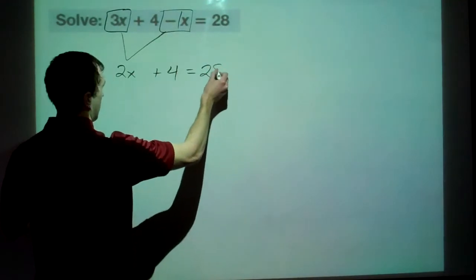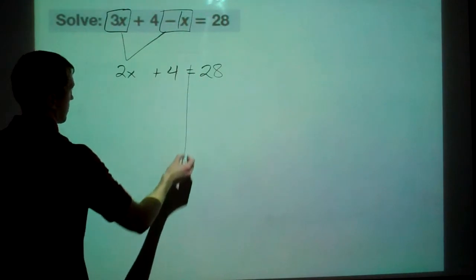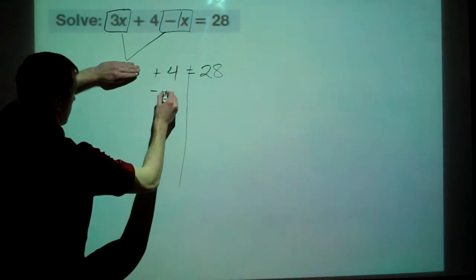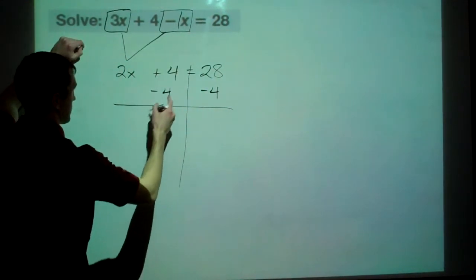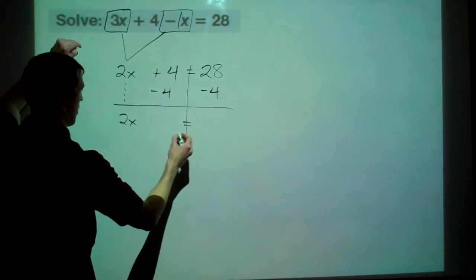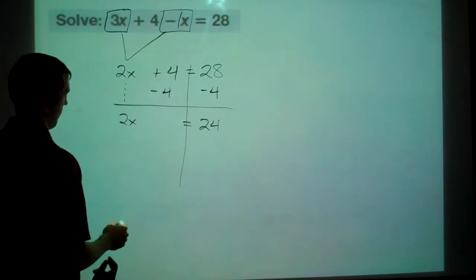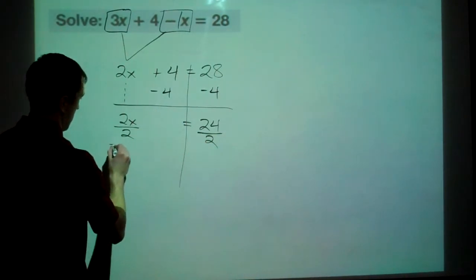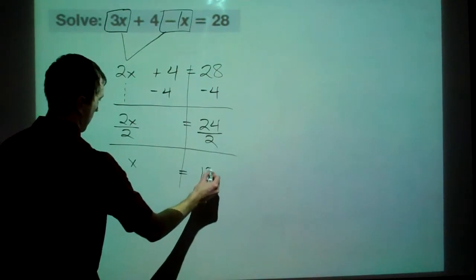equals 28. And from there, I'm going to go through this one quick, because I got to get going. Inverse of adding 4, we subtract 4 from both sides. We get a 0, so I'm just going to drop this 2x down. And 28 minus 4 is 24. And then we check, we got to divide by 2. 1x, or just x, should equal 12.